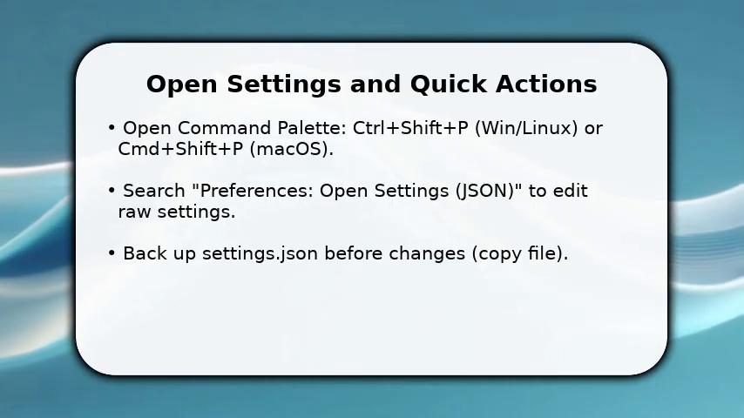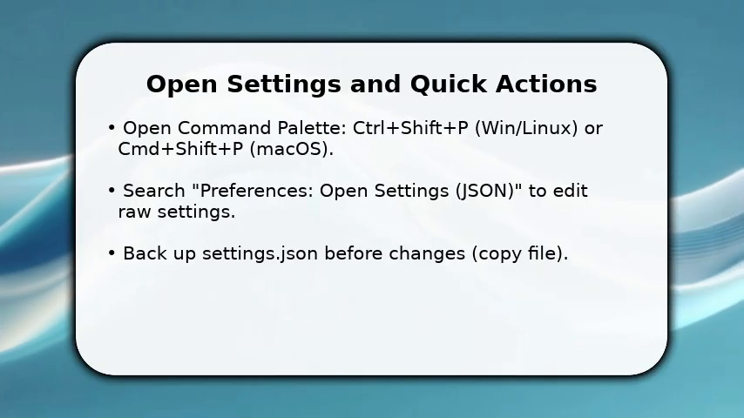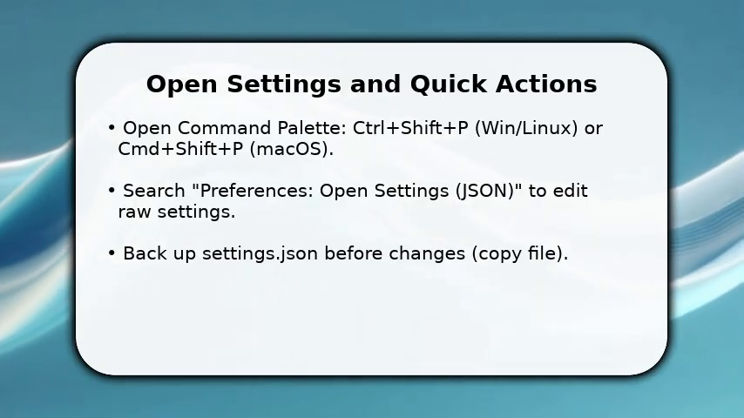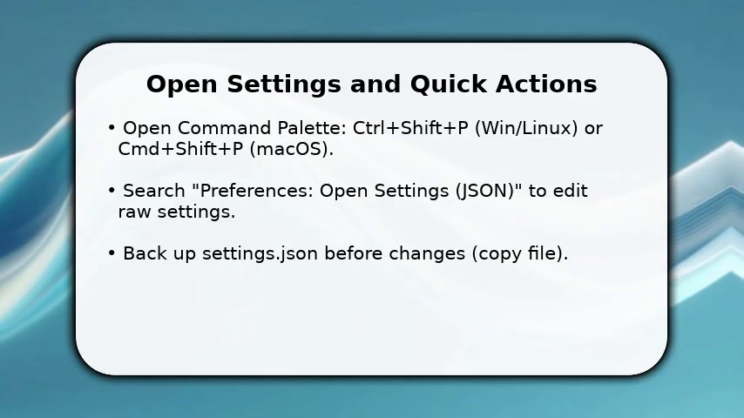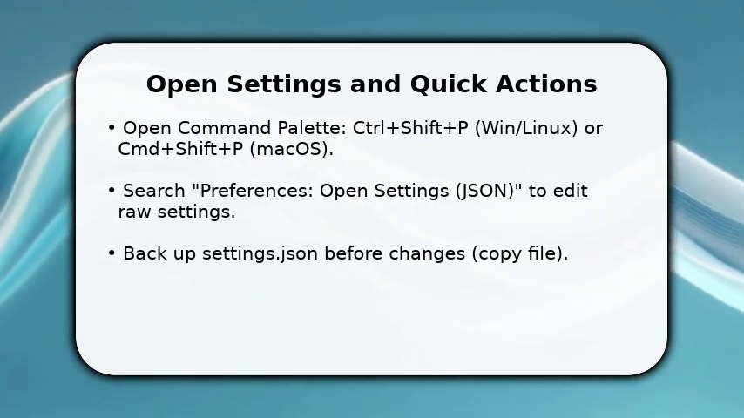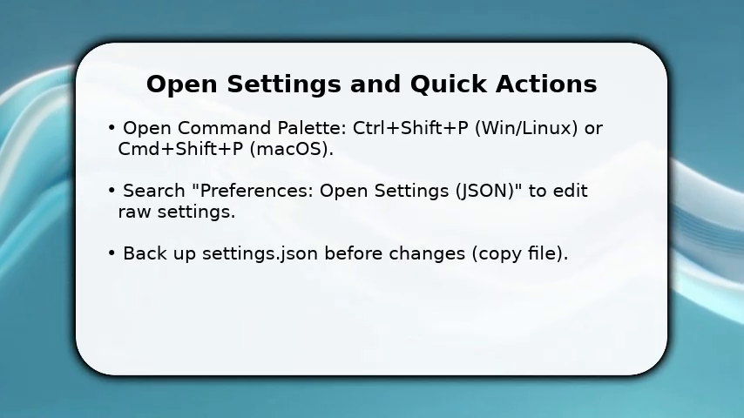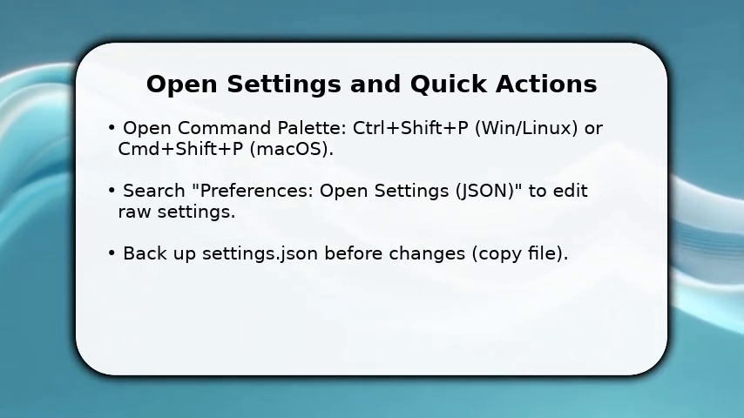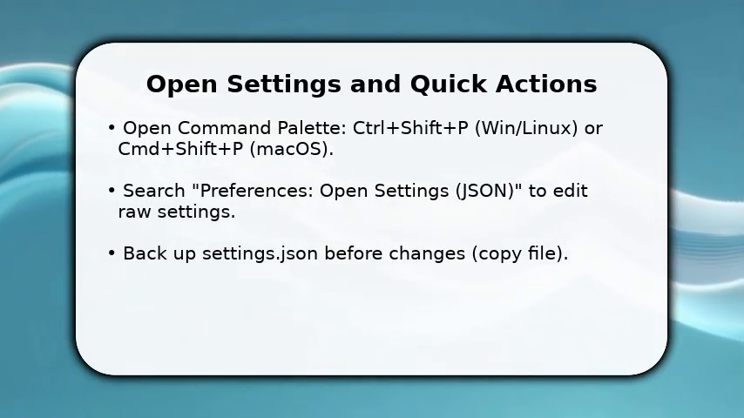You start by opening the command palette and jumping straight to the JSON settings file so you can make the single decisive change. Once done, locate and open Preferences, Open Settings, JSON. This avoids UI toggles that are partial. Make a quick backup of settings.json by copying it to another location so you can revert.